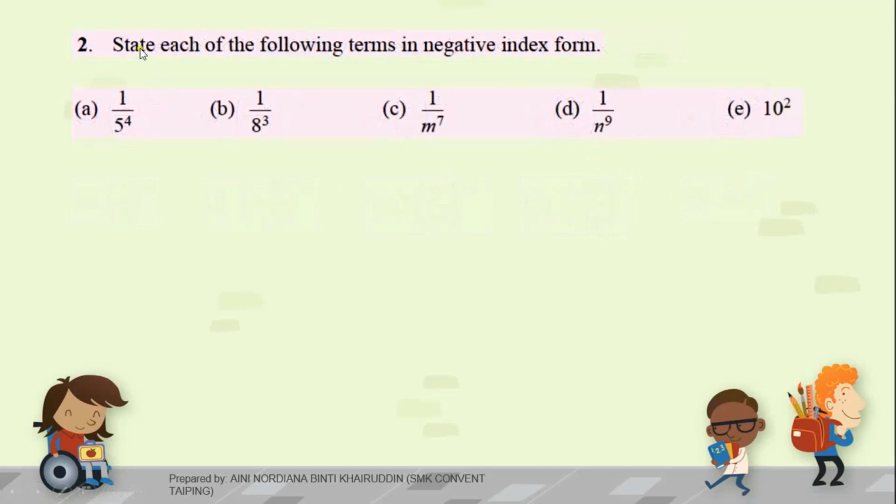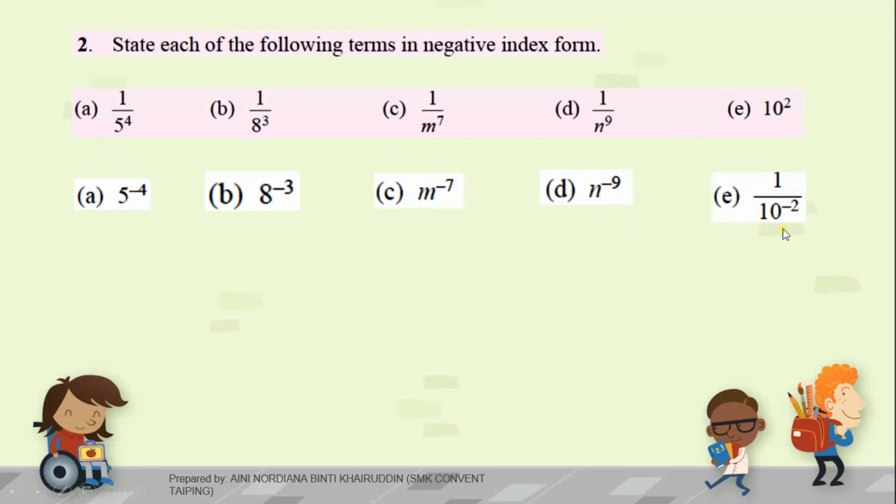So number 2, state each of the following terms in negative index form. So this is the positive index form, change to negative index form. So the answer for A, 5 to the power of negative 4. B, 8 to the power of negative 3. C, m to the power of negative 7. D, n to the power of negative 9. 1 over n to the power of 9, so this is the negative index form, n to the power of negative 9.